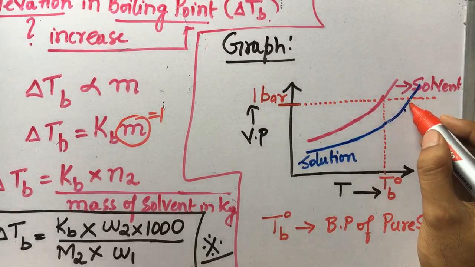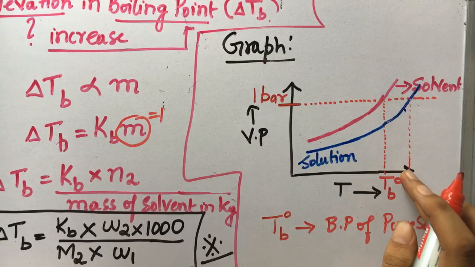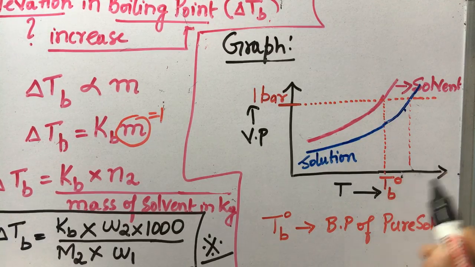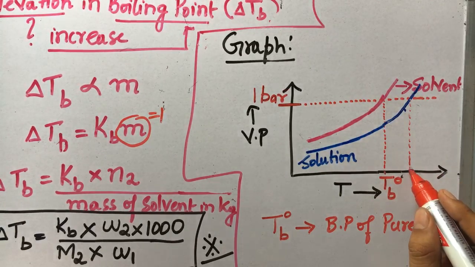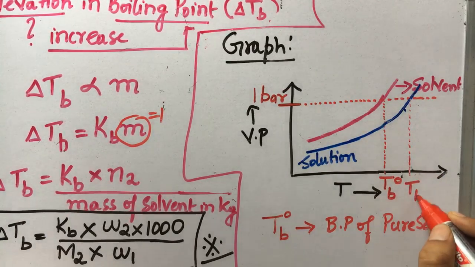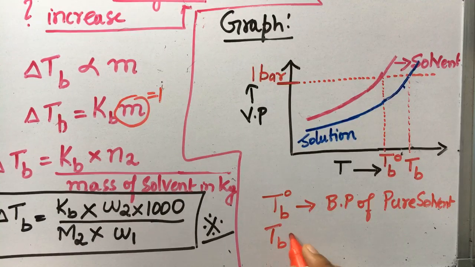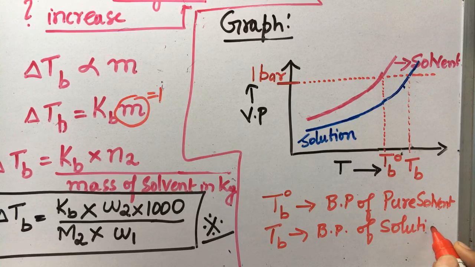So now let me draw the line below. This particular temperature, what we get, that is called the boiling point of the solution. Let me write it as TB. What does TB stand for? TB is the boiling point of the solution. This is called the boiling point of the solution.